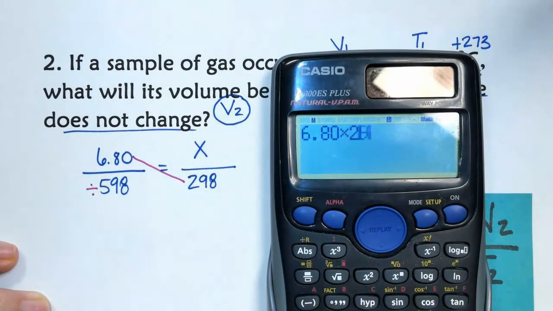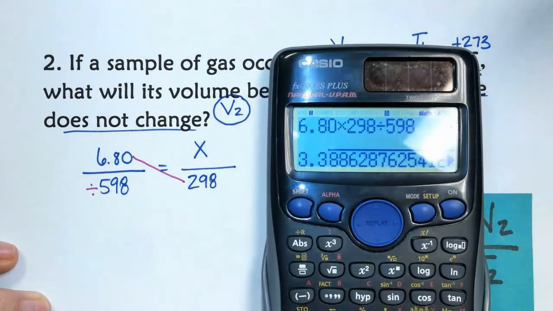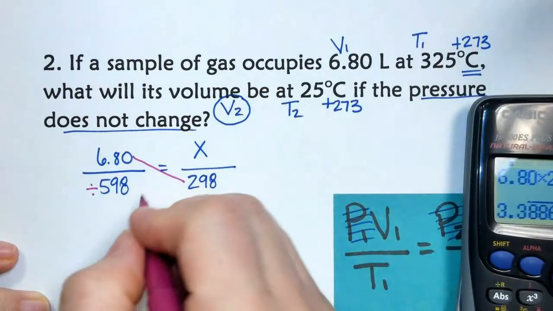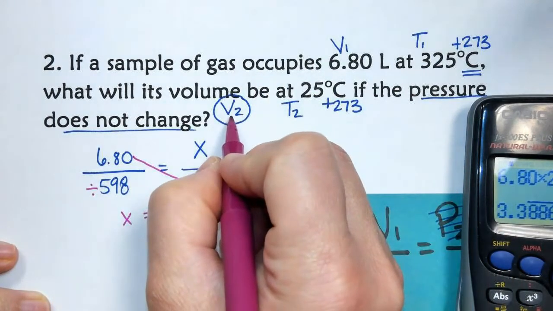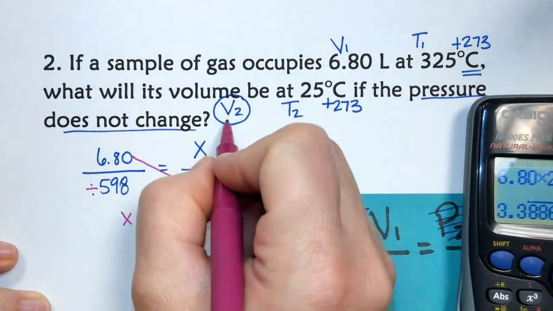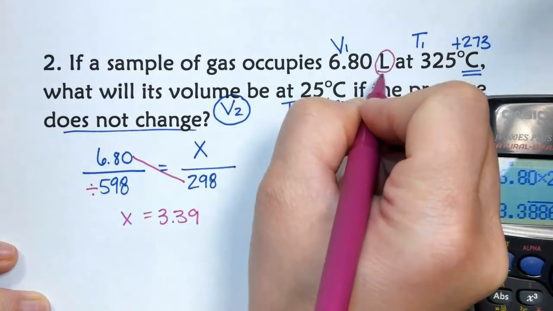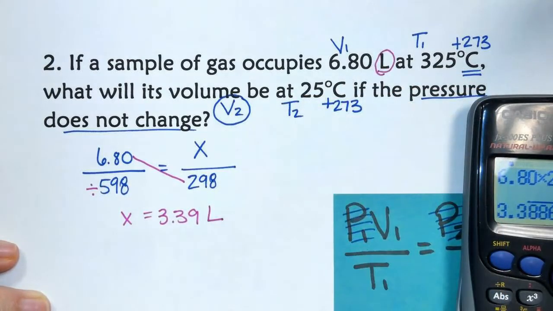6.80 times 298 divided by 598 equals 3.39. So X equals 3.39. Whatever the unit of V1 is going to be the unit of V2. And V1 was in liters, and so that's how we know this is also in liters.